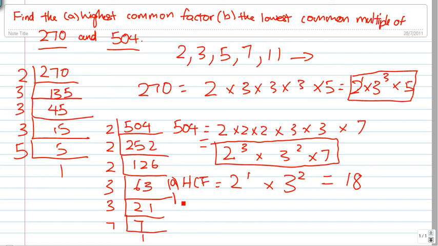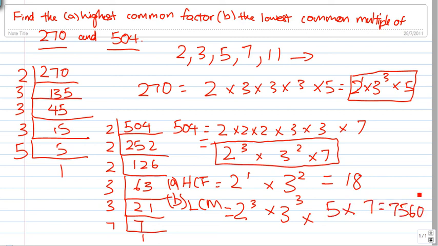B. To find the lowest common multiple, we have to multiply the highest power of each set of common prime factors. Also include any uncommon factors. So in this case, let's look at 2 cubed and 2 to the power 1. What's the highest power of each set? 2 to the power 3. Let's look at 3 squared and 3 cubed. What's the highest power? 3 cubed. And then also you multiply any uncommon factors. So in this case, the uncommon factors are 5 and 7. Times 5 times 7, you get 7560.